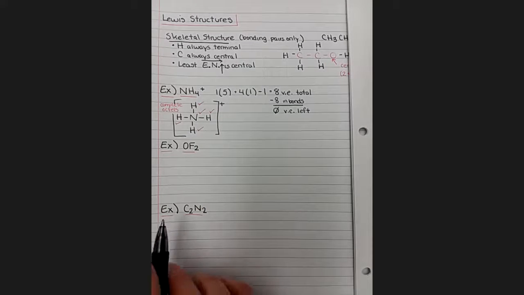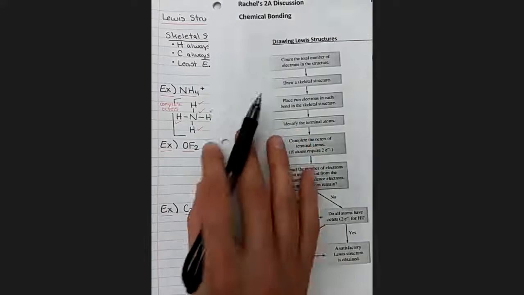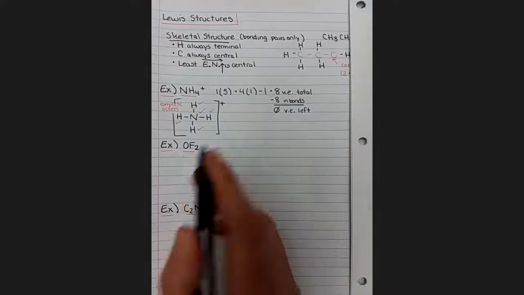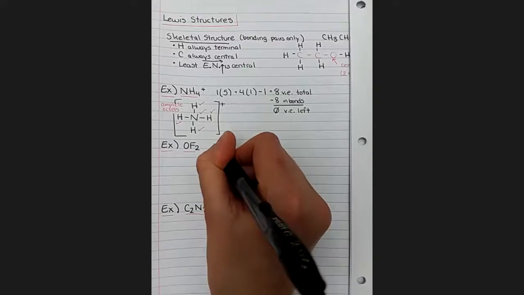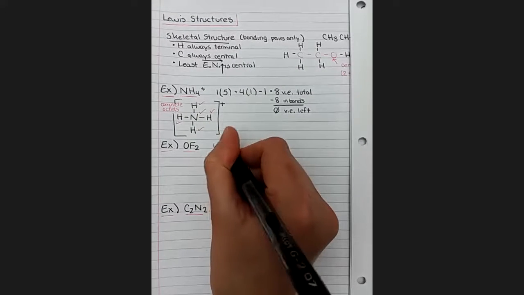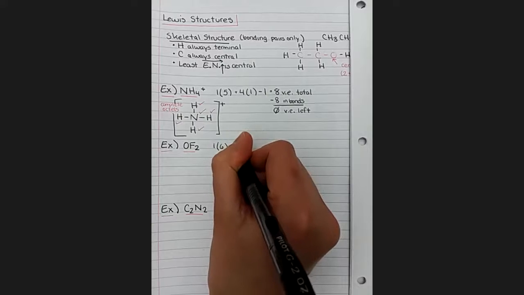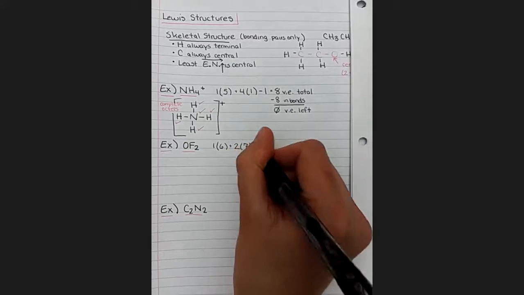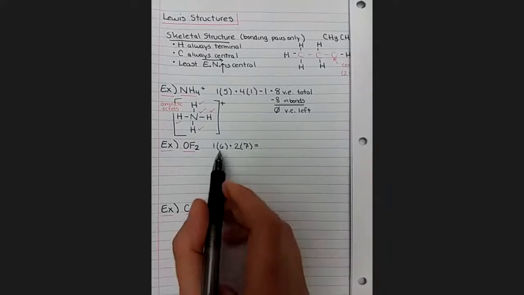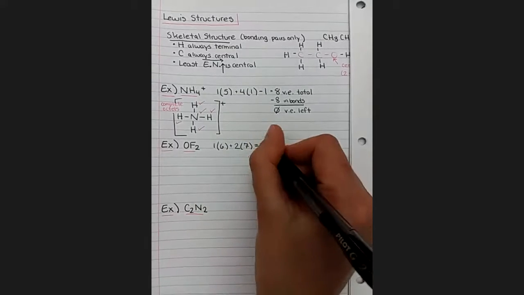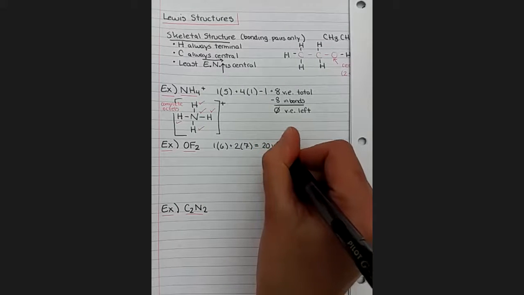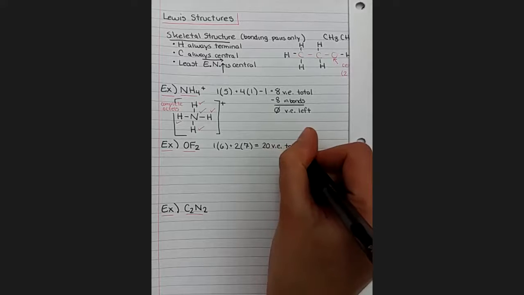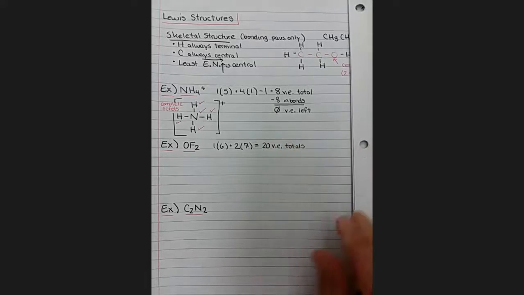Let's do OF2. So the first thing we need to do is to count the number of valence electrons according to our flow chart. So we know oxygen, there's 1 of those, and it lives in group 16, so it has 6 valence electrons. There are 2 fluorines, and those live in group 17, so they each have 7 valence electrons. So 6 plus 14 is 20 valence electrons total.